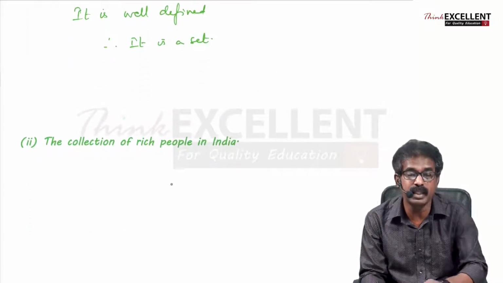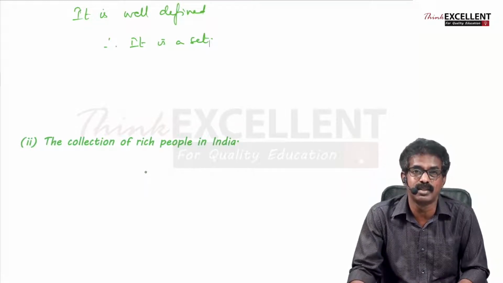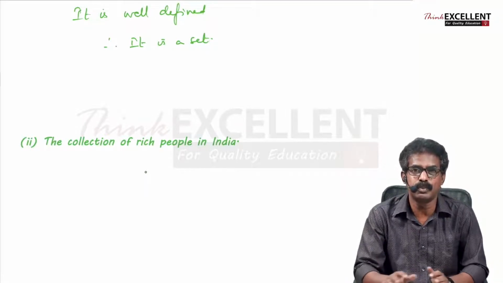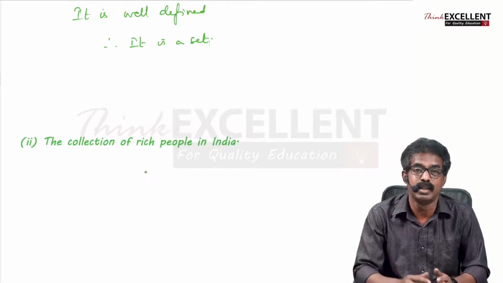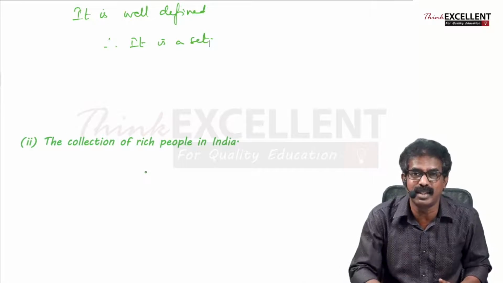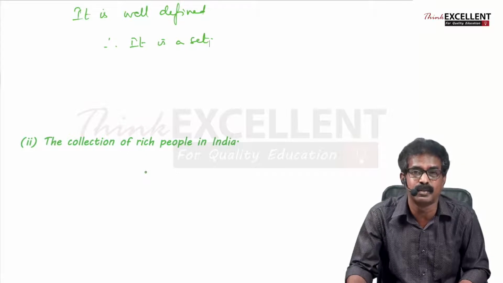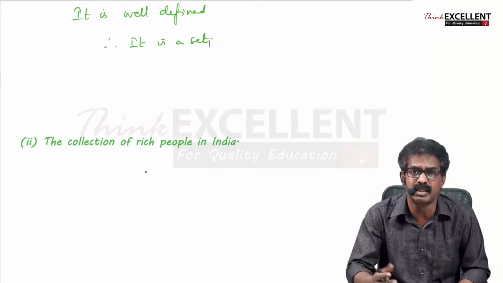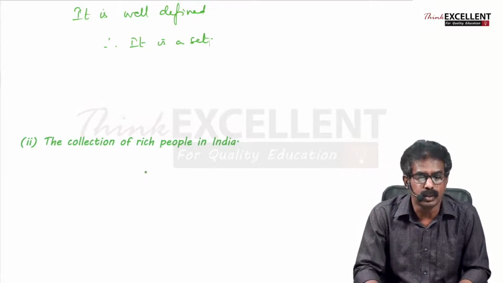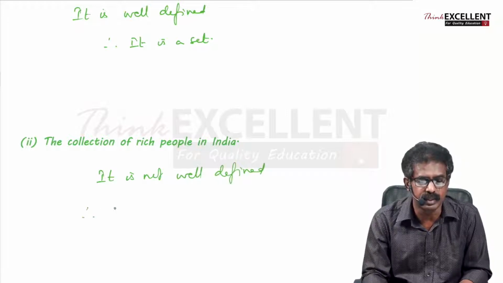Collection of rich people in India. Whom do you say is rich? When you compare two people, you say he is rich, he is poor. That rich person, if you go to some other very big shot, is not rich there, right? So rich and poor we cannot define exactly. It varies from person to person. So it is not well-defined. Therefore, it is not a set.